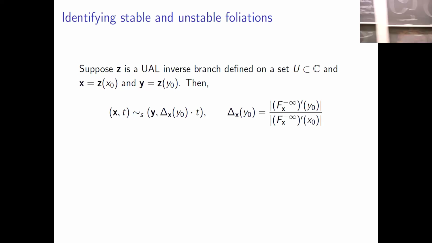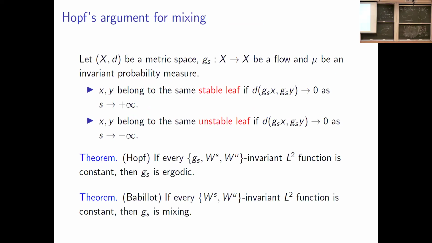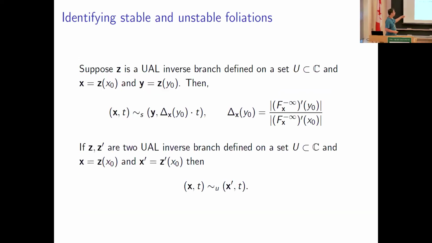So this is the picture. Basically, this theorem says that if the stable and unstable foliations are sufficiently rich, then you have mixing. And what I did is I worked out the stable and unstable foliations in the case which I have been discussing. There are some theorems, not important, but I want to mention they involve rescaling limits.